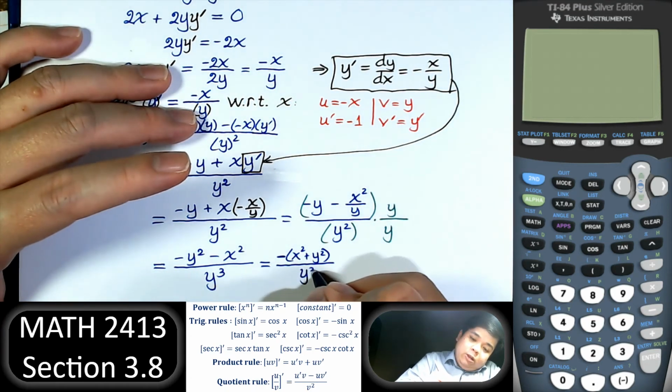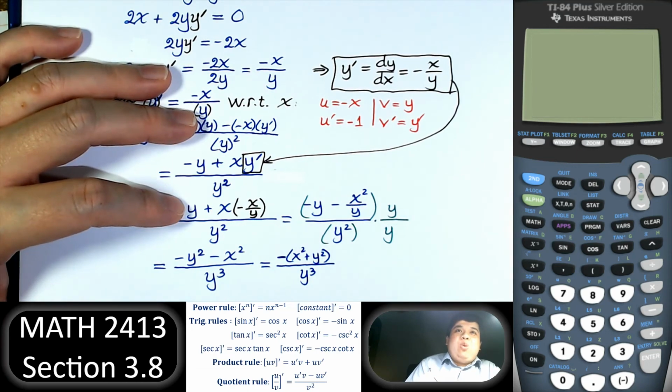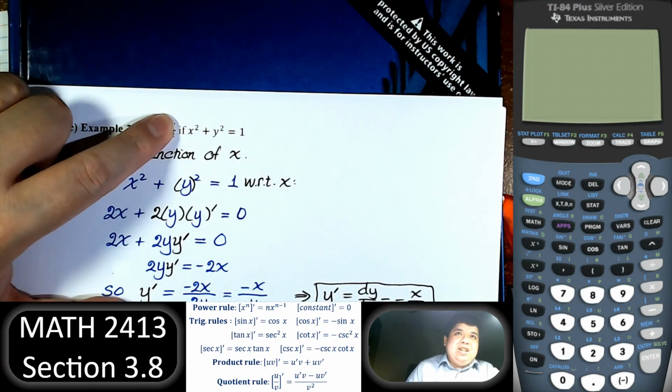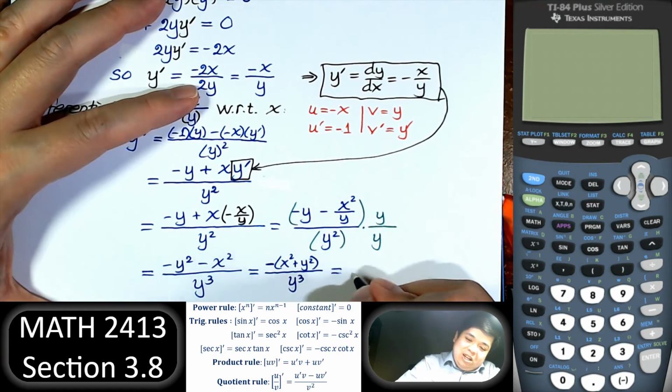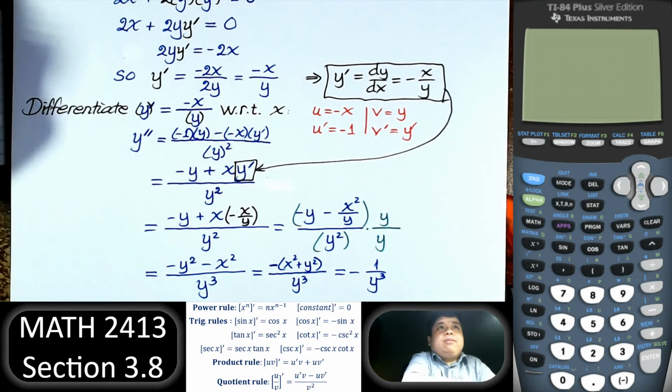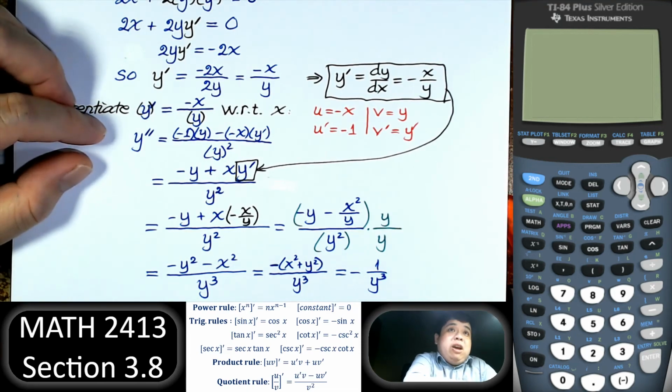over y cubed. And what is x squared plus y squared? It is equal to 1. So the answer is negative 1 over y cubed. So then that will be very nice.